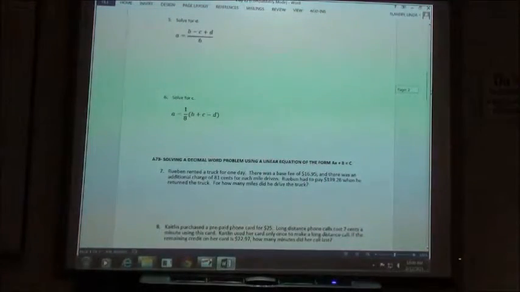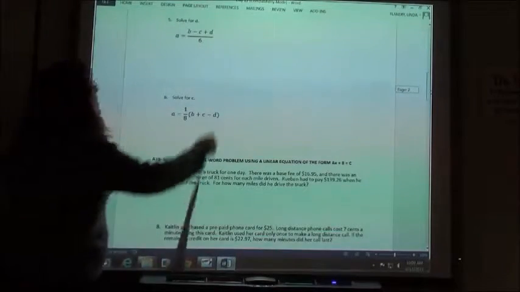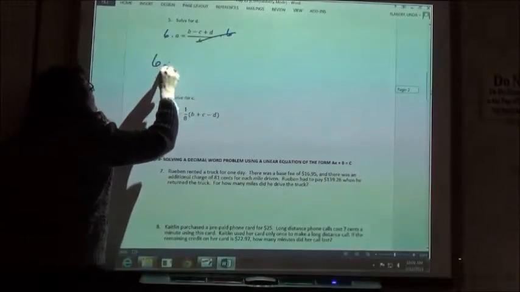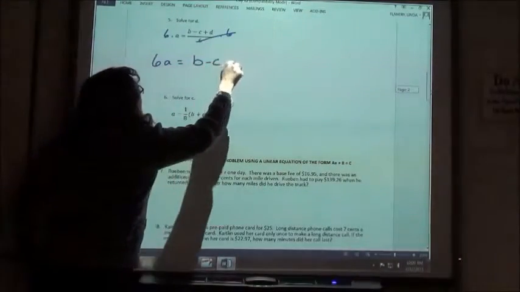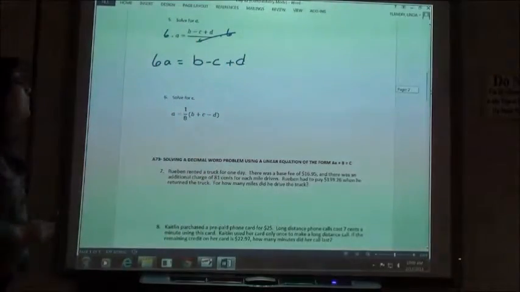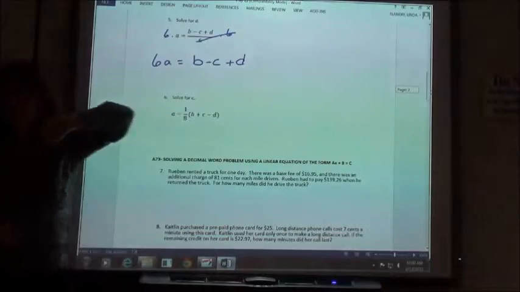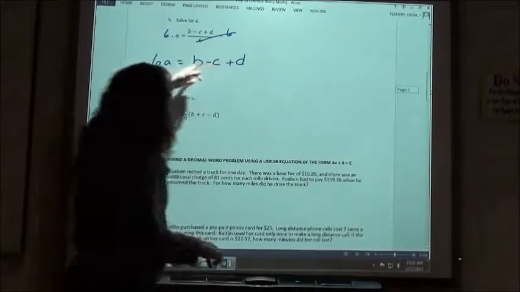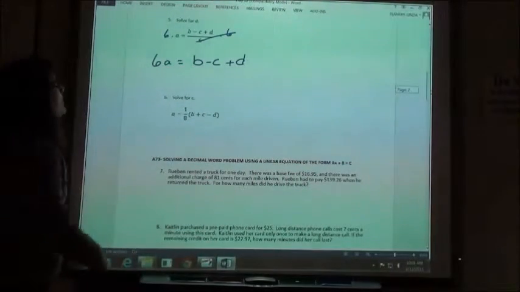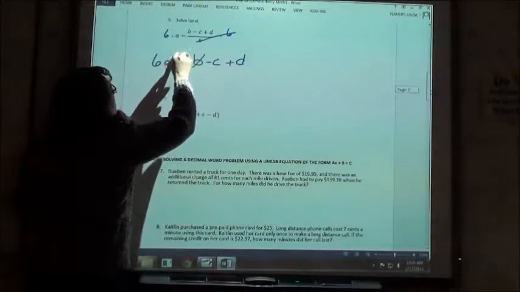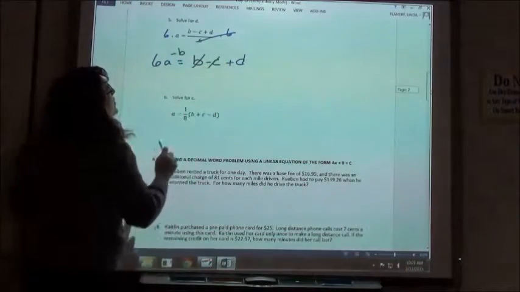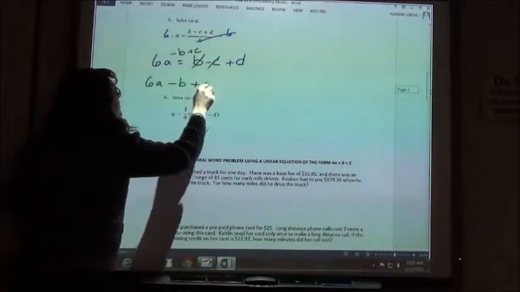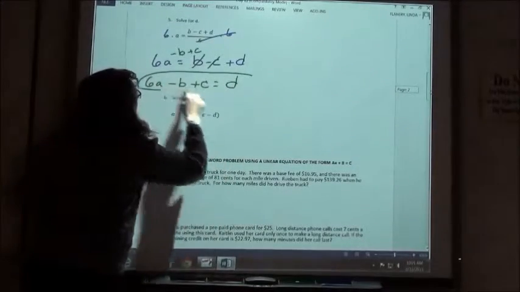Number 5, if I want to solve that for D, first thing I'm going to do, get rid of my fraction. So I'm going to multiply both sides by 6, cancel out my fraction. So 6A is equal to B minus C plus D. I want to solve this one for D. My D value is positive in this case, so that means I want to move the B and the C to the other side. I'm doing adding and subtracting, so when I move them over, I do the opposite. To move the B to the other side, I'm going to minus my B. To move my C to the other side, I have to add my C. So 6A minus B plus C is going to be my answer for D.